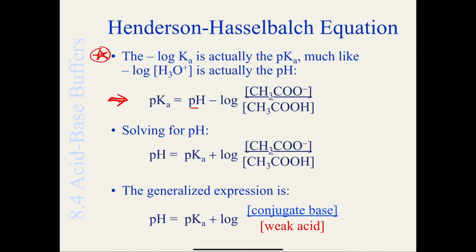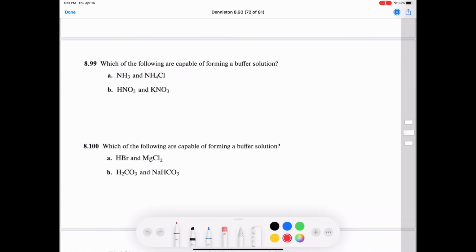And if we solve that expression for pH, we get that the pH is equal to the pKa plus the log of the concentration of the conjugate base divided by the conjugate acid. And from that, we can make a generalized expression for any weak acid conjugate base buffer, which is the Henderson-Hasselbalch equation: pH will equal pKa plus the log of the concentration of the conjugate base divided by the concentration of the weak acid. Let's take a look at a couple of questions that come from our textbook.